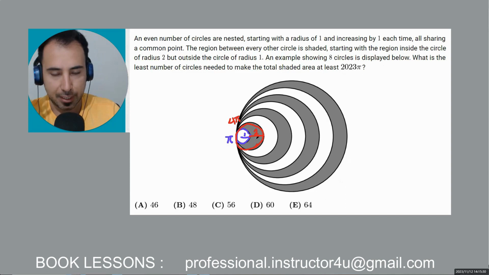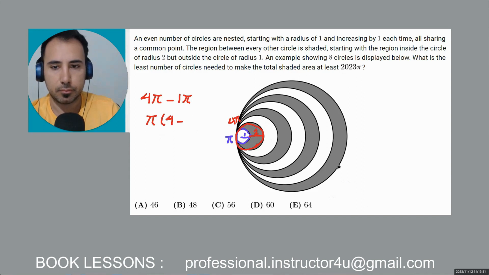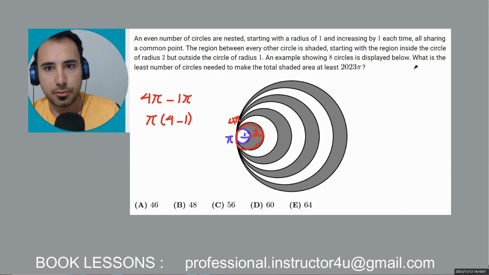Okay, so for example, if we only have 2 circles, the big circle would be 4 pi. The small one will be minus 1 pi. Okay, so if we take out pi, it's going to be 4 minus 1, which is going to be like 3. Okay, so let's continue this. And an example showing 8 circles is displayed below. What is the least number of circles needed to make a total of shaded area?